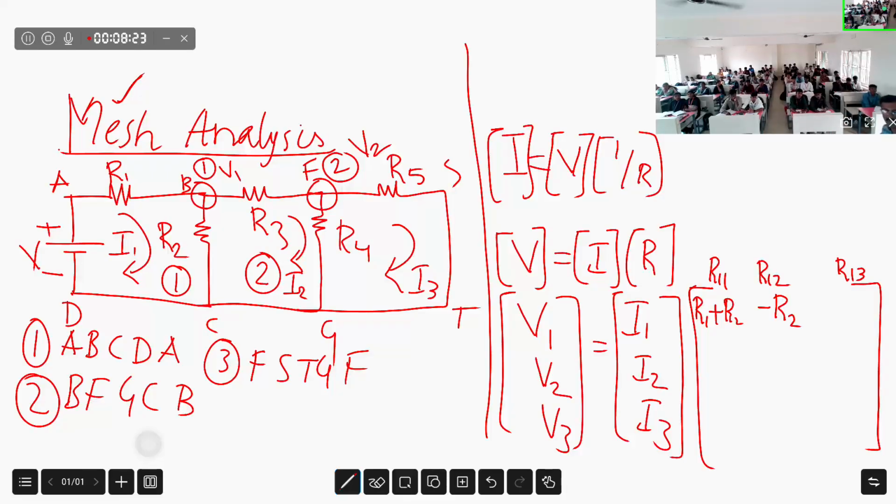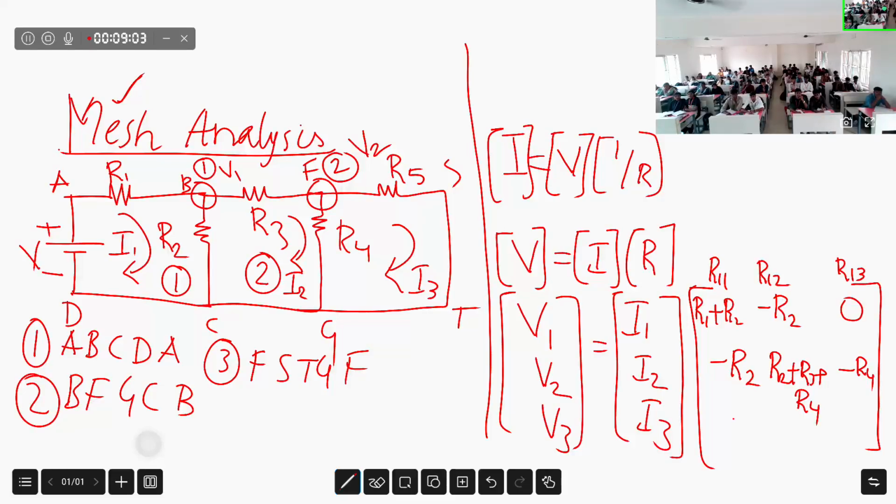ஏதாவது இருக்கா? This is my 1. This is 3. ஏதாவது value இருக்கா? So simply put 0. So similarly இங்க என்ன வரும்? R21 same minus R2. So R22 அப்படின்னா செகண்ட் மெஷ்ல இருக்கிற எல்லா ரெசிஸ்டன்ஸ் வேல்யூ ஆட் பண்ணும். என்னென்ன ரெசிஸ்டன்ஸ் இருக்கு? R2 plus R3 plus R4. இங்க என்ன வரும்? 21, 22, 23. So in between 2 and 3 I have one resistance, that is minus R4. So 3, 1 என்ன வரும்?